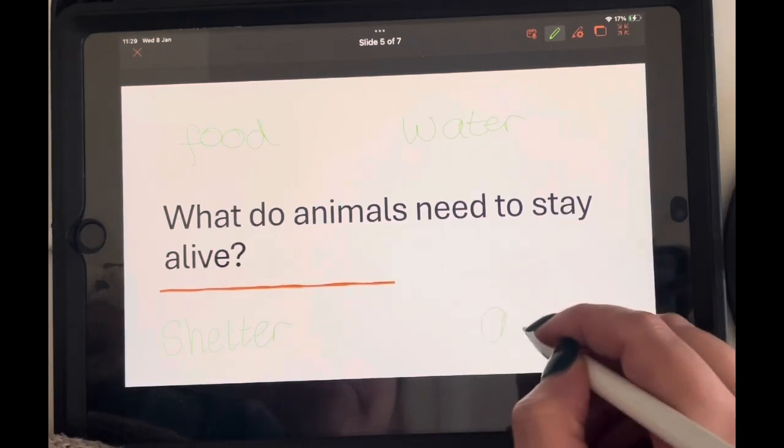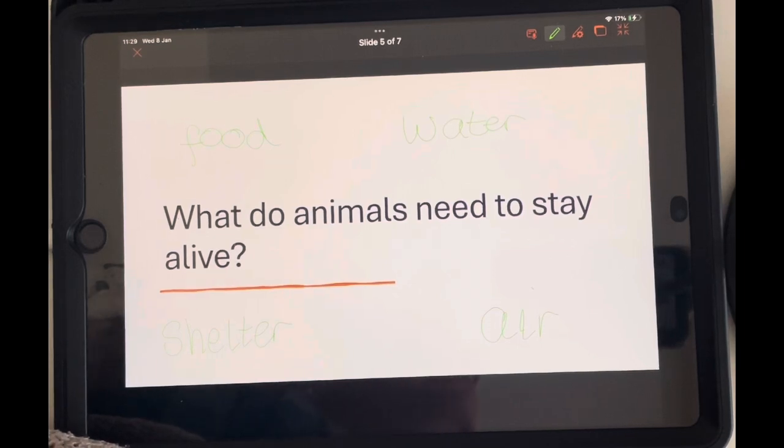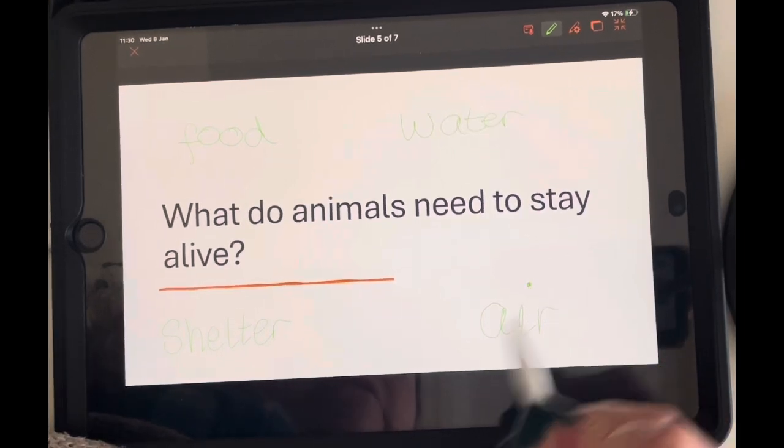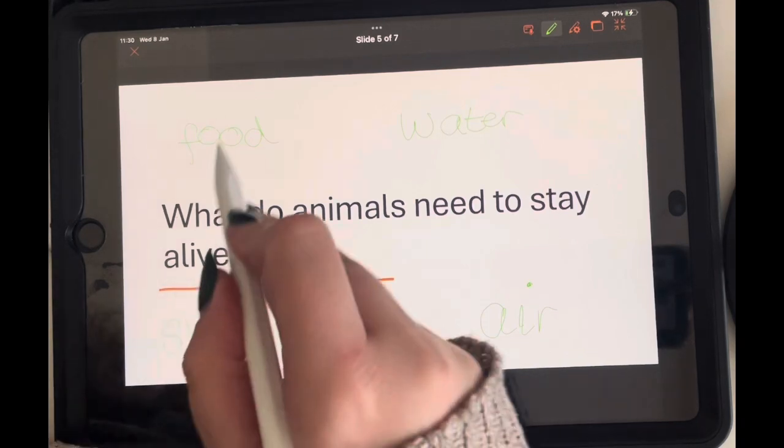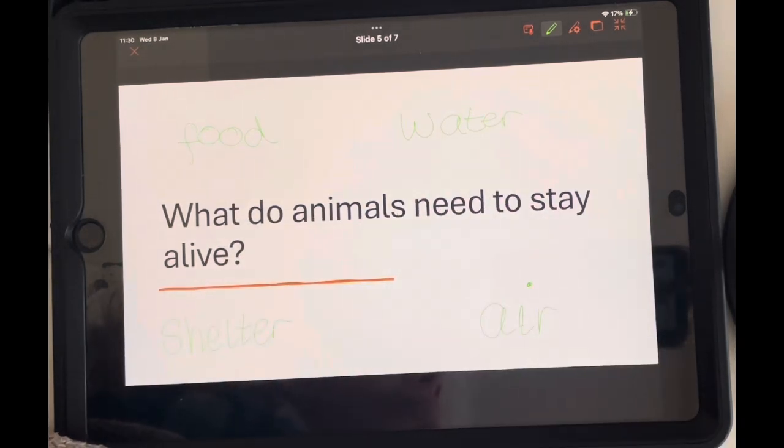And what about this one? Air. Do we need air as humans to live? I think we probably do. Is there any more that you can think of what animals need to stay alive?